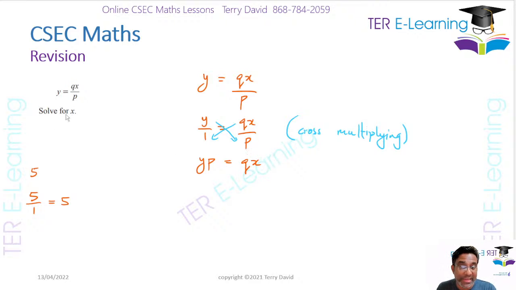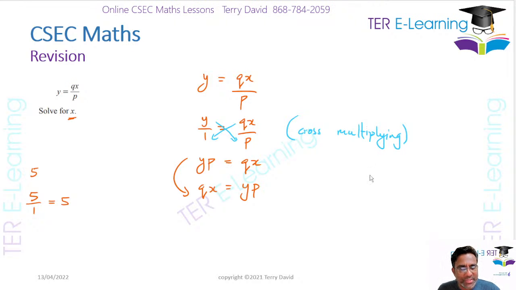Now let's be aware of what we're trying to find, right? We're trying to make x the subject of the formula. So what I'm going to do, I'm going to write this as qx is equal to yp. Now whenever I make a statement like that, some students ask, so why didn't you change the sign, right? And I want you to ask yourself something.